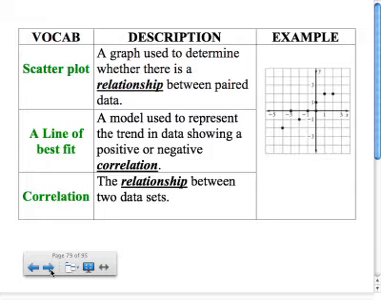A line of best fit is a model that's used to represent the trend in data, showing a positive or negative correlation. And correlation is the relationship between two data sets. In other words, we're going to look at this scatter plot and it's going to tell us exactly what type of correlation we have, if any.